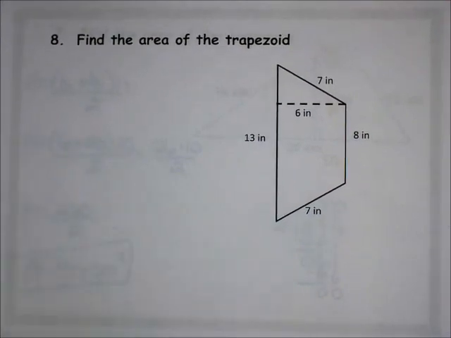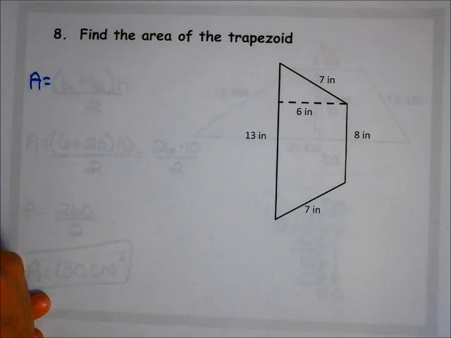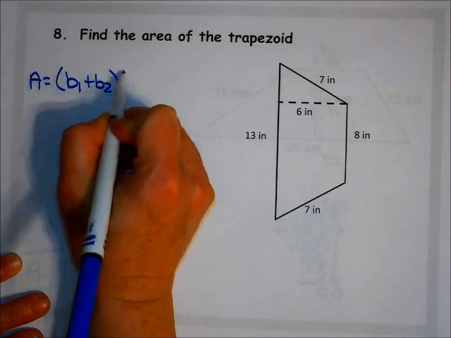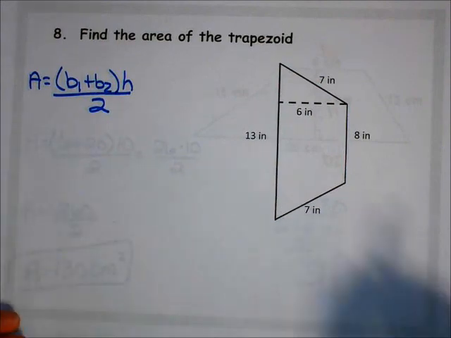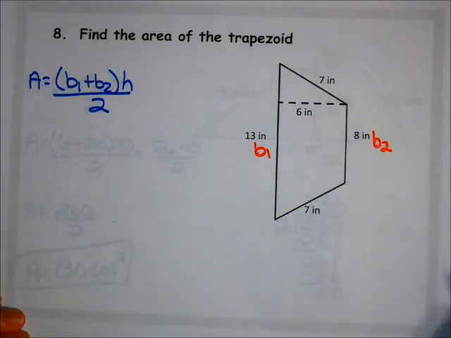Let's try one more together before you practice on your own. I still have a trapezoid, so the first thing I'm going to do is write down my formula. Area of a trapezoid is in parentheses base 1 plus base 2 times height divided by 2. So first thing I'm going to do is find the two bases, and remember the bases are the two sides that are parallel. So this time, which two sides are parallel? You're right, the left and the right. So those are going to be my bases. I'm going to call one of them base 1. I'm going to call the other one base 2.